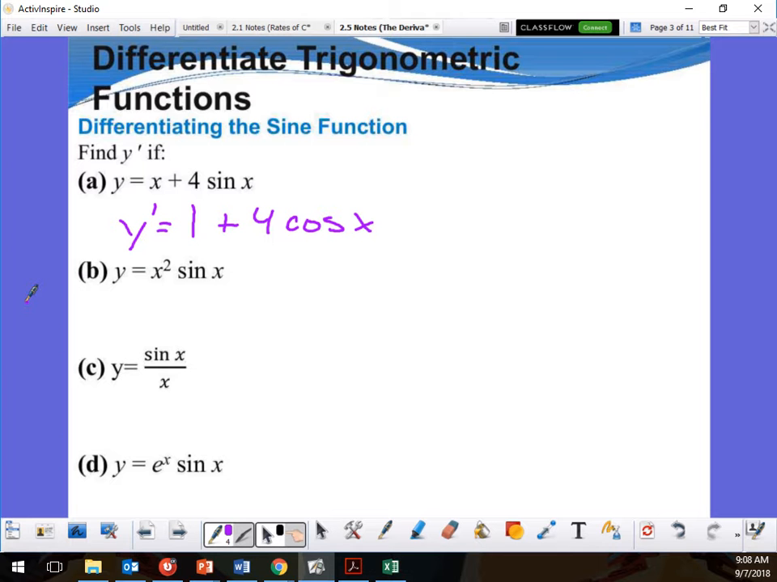What rule is B? Product. Okay, so product rule says it's going to be 2x sine x plus x squared cosine of x. And I could leave it like that, right? I could factor, but no point. If I was actually trying to get somewhere with this, I would probably factor it for some reason, or plugging stuff in, maybe. But as of right now, no.